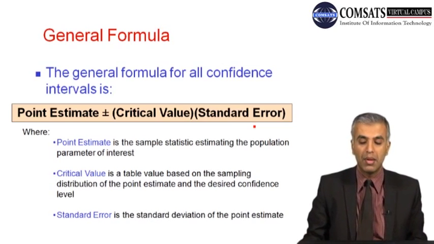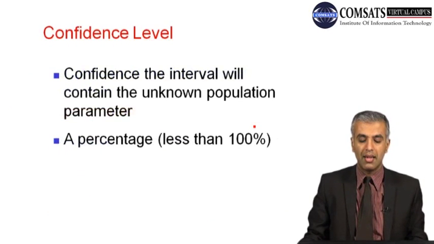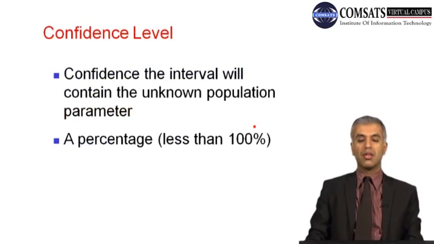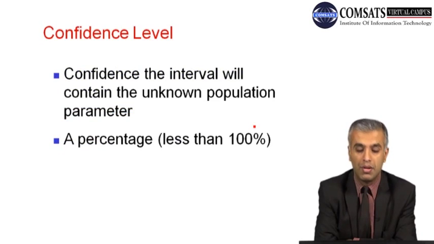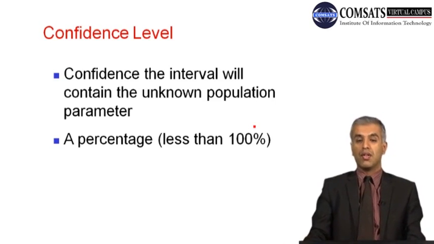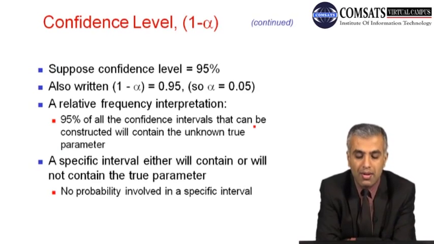And again, the formula for the confidence interval has already been discussed. Here, the confidence level is regarding the confidence that the interval will contain the unknown population parameter. So basically we are dealing with probability here, and with a percentage which is less than 100%. To determine the confidence level, we have taken the value of 95%, and 1 minus alpha can then be given as 0.95, or alpha is equal to 0.05.